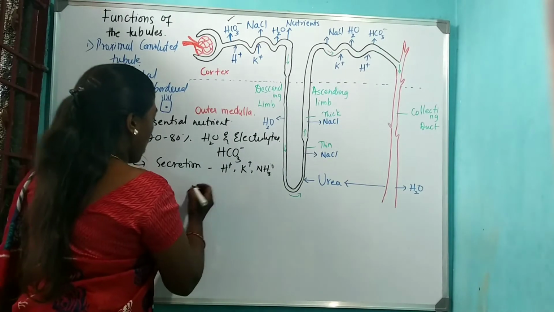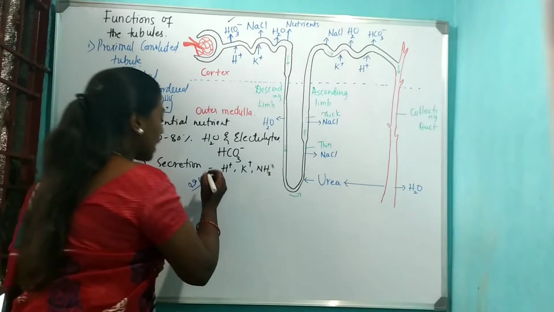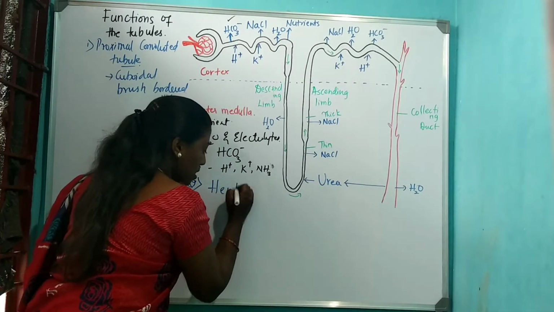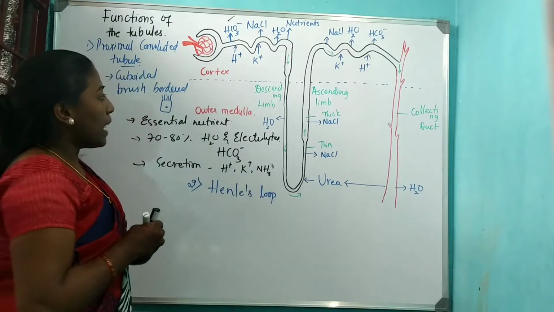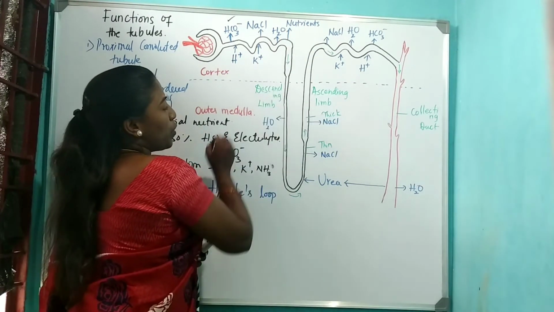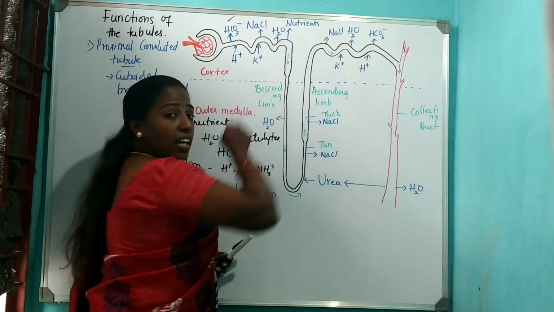The second major part of the renal tubule is Henle's loop. This is Henle's loop, where this is the descending limb and this is the ascending limb.